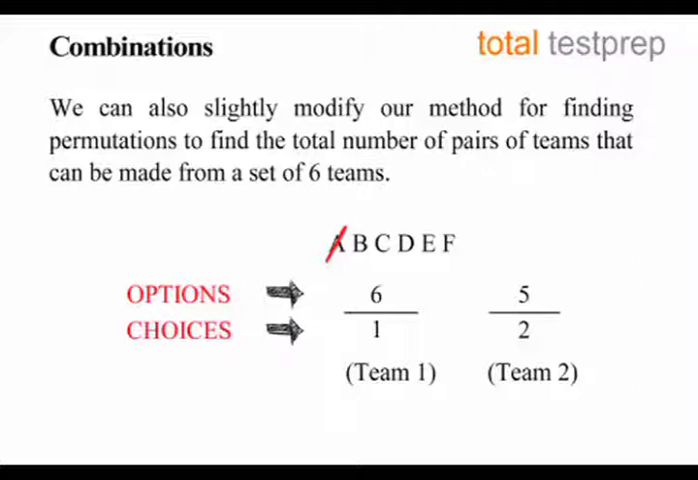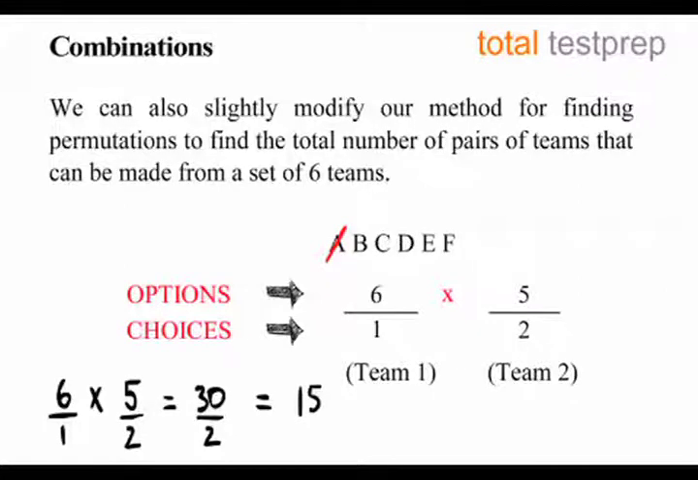Now, with the permutations, we would have just multiplied the top ones and gotten 30. But the slight modification to this method for dealing with combinations is that we're going to treat these as fractions. So we're going to multiply not 6 times 5, but 6 over 1 times 5 over 2, which gives us 30 over 2. When you reduce that, that becomes 15. So once again, we get 15 as a result for the number of games possible.